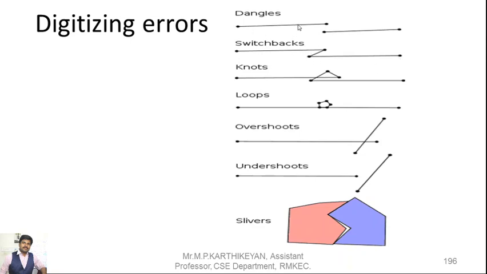So the first one is dangles, the second one is switchbacks, and the third one is knots. Knots, in the sense, create a loop-like structure. If there is a knot in the displayed spatial format, then it is called a knot error. So: dangles, switchbacks, and knots.